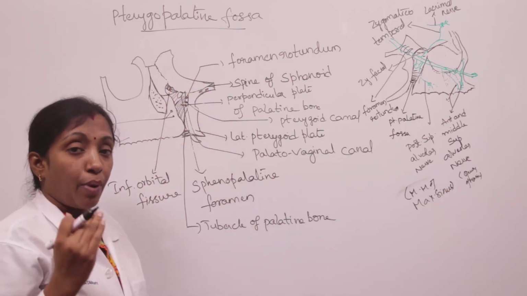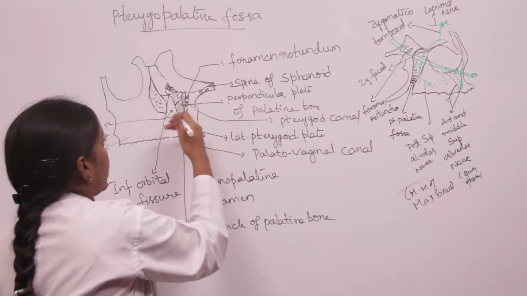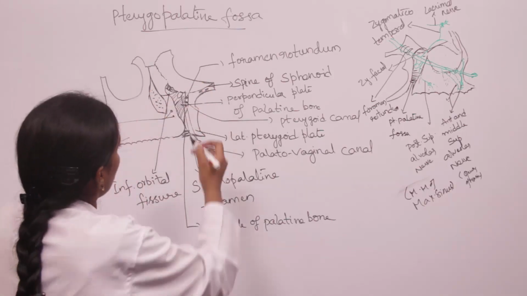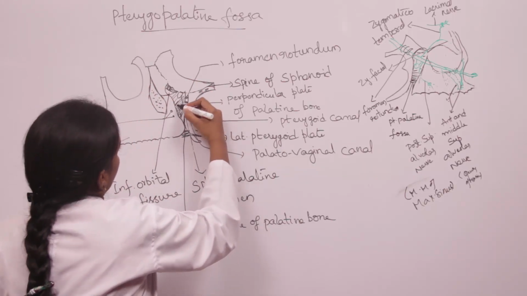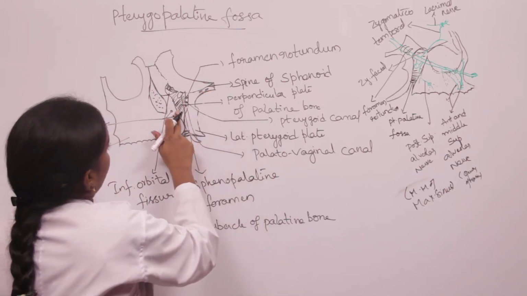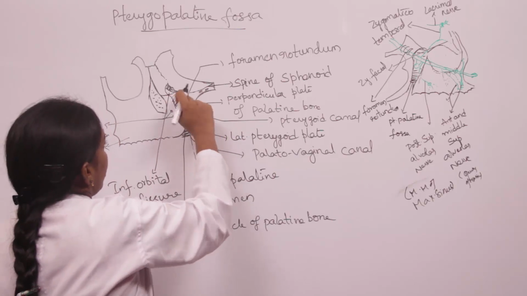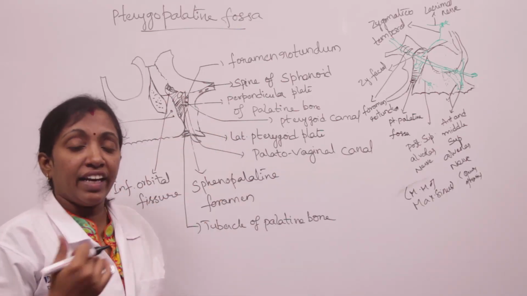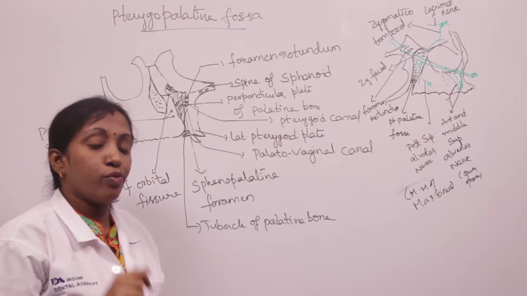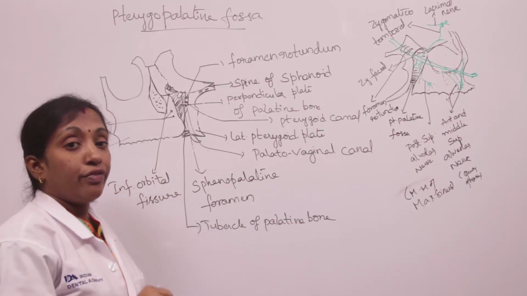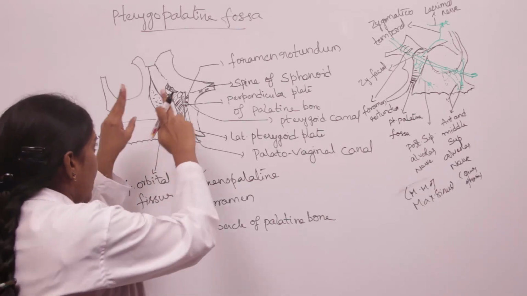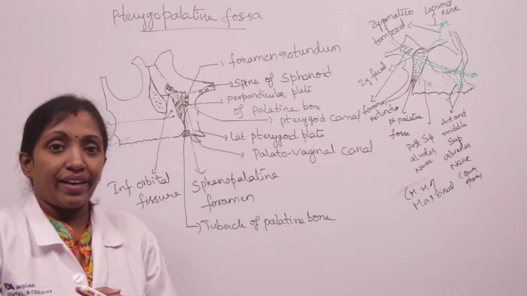So these are the boundaries. Medially, the pterygopalatine fossa is related to the perpendicular plate of the palatine bone. The area marked with striped lines is the perpendicular plate of the palatine bone. Laterally it is related to the infratemporal fossa through the pterygomaxillary fissure. These are the boundaries of the pterygopalatine fossa.